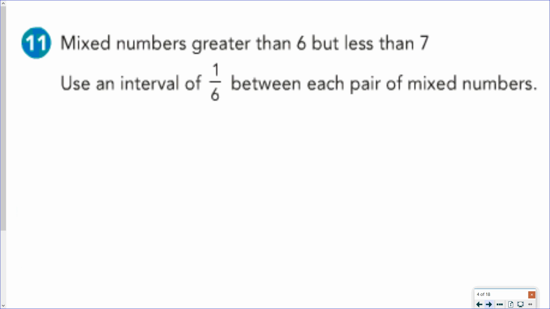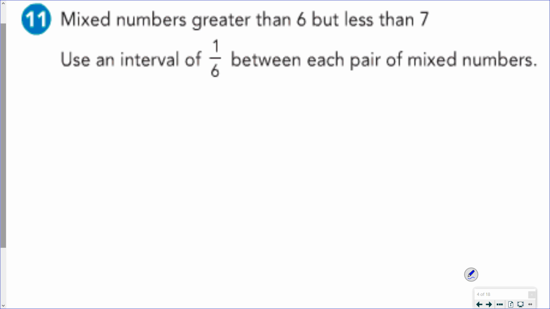And for these, we do want to create a vertical number line, and we want mixed numbers greater than 6 but less than 7, and we want an interval of 1/6. So I'm going to scroll this down just a little bit to give myself a little bit more room for my number line. So I'm going to start here at the bottom, bring my line up, and I want mixed numbers greater than 6 but less than 7 with an interval of 1/6.